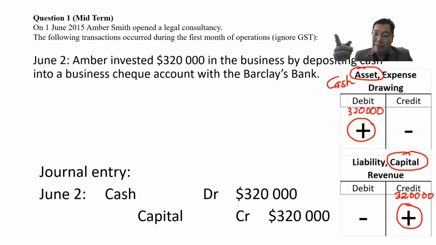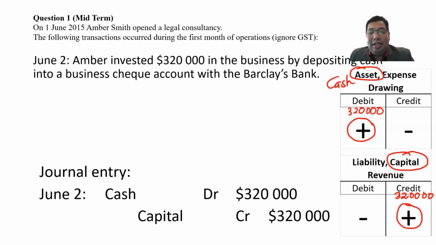If you borrow money from the bank, it becomes a liability. So this is the example. The journal entry will be debit cash 320,000, credit capital 320,000.